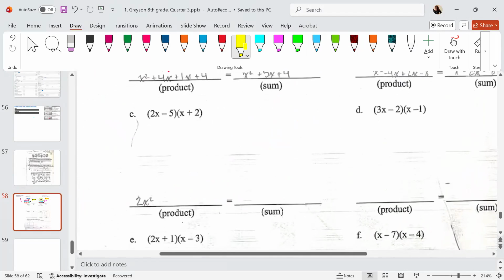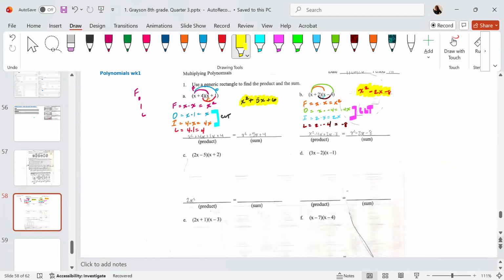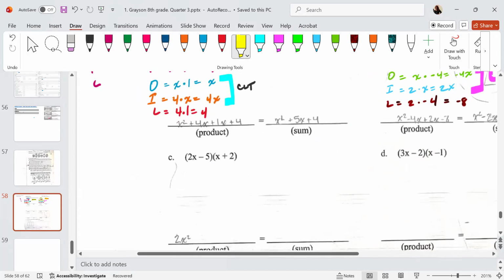All right. What do you notice the difference between C versus A and B? What's different? A number next to a variable. The only difference is that there is now a number in front of the coefficient. That's the only difference. Okay. So I want you to go ahead and do that one. Go ahead. And then I'll go over the next one with you as well.